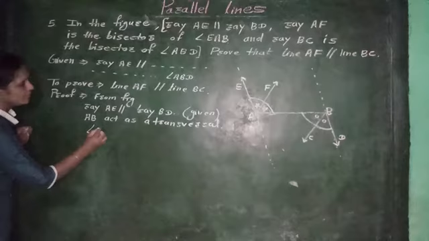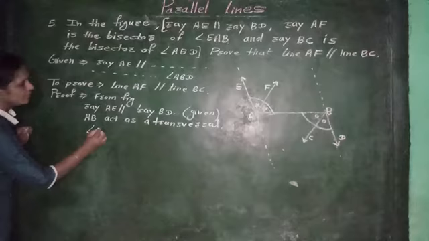Okay. Now ray BC. This is ray BC. BC is the bisector of angle ABD. We have to prove that line AF is parallel to line BC. For this, first we write the proof.